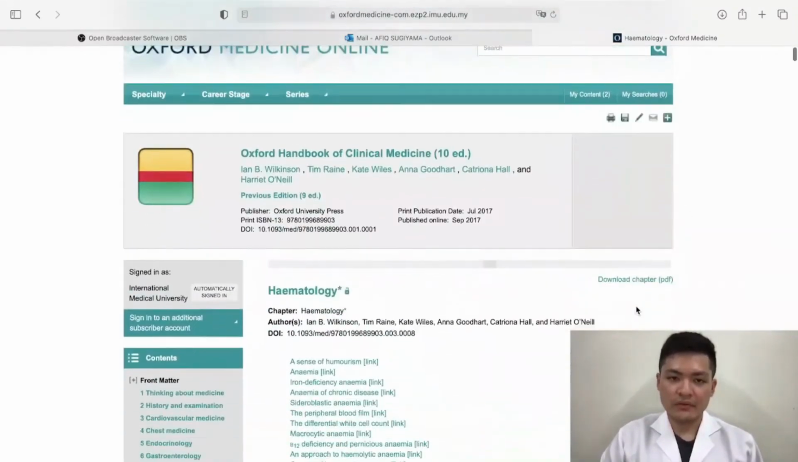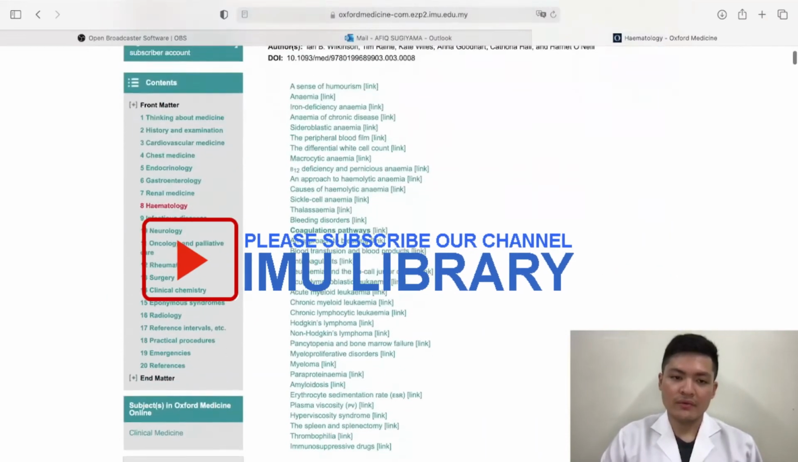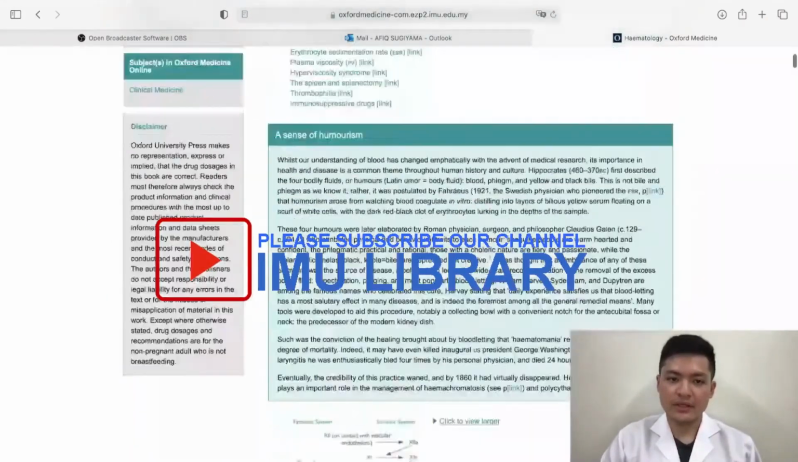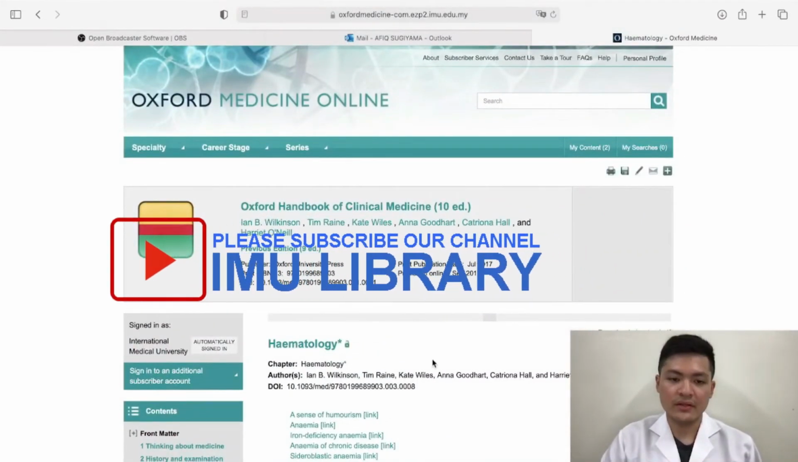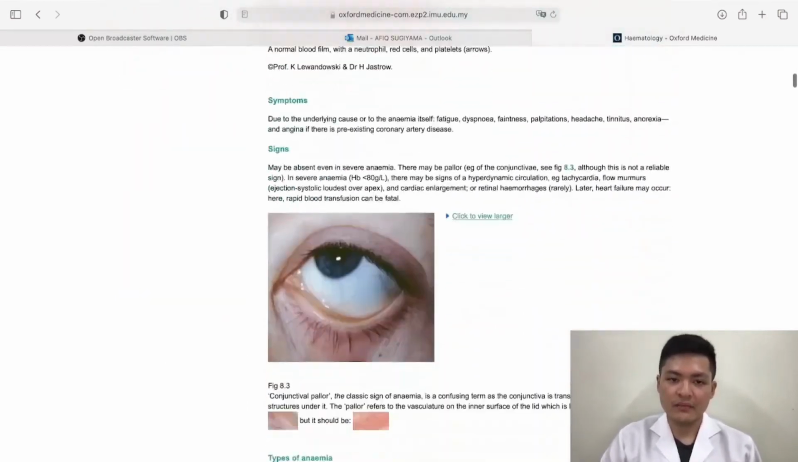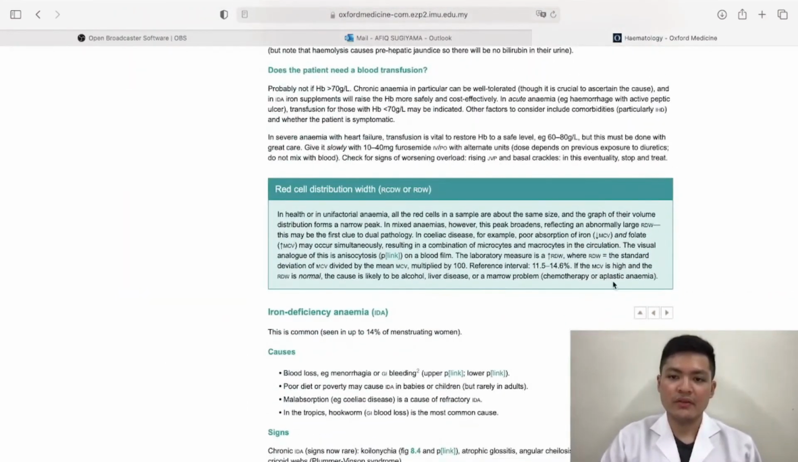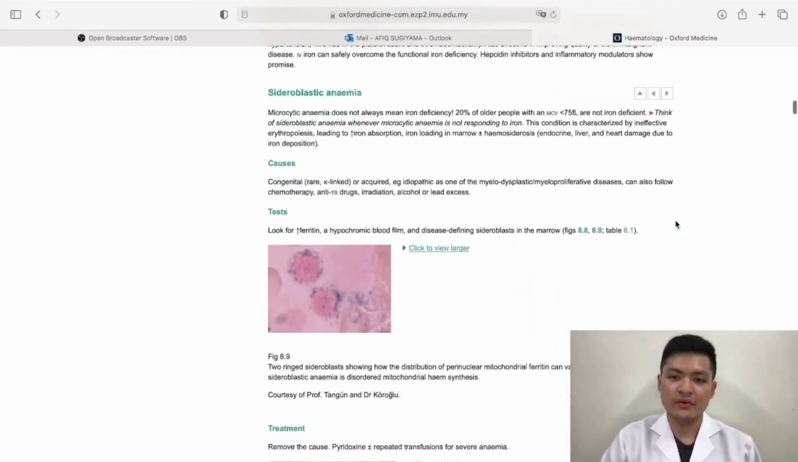What I like about this book as well is that it's an ebook, so it's accessible online as long as you have an IMU account. As you can see, I can access this even at the expanse of my house. Basically, you just need Wi-Fi and you can access any of these books.